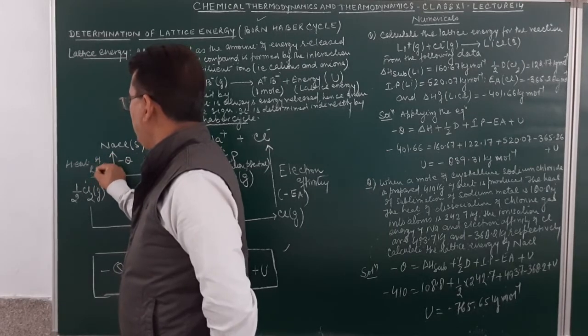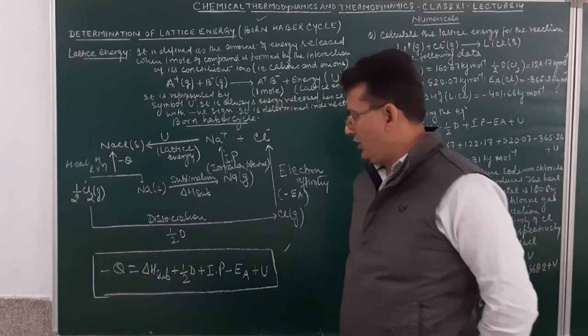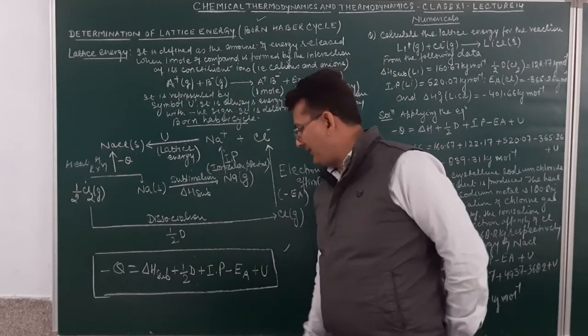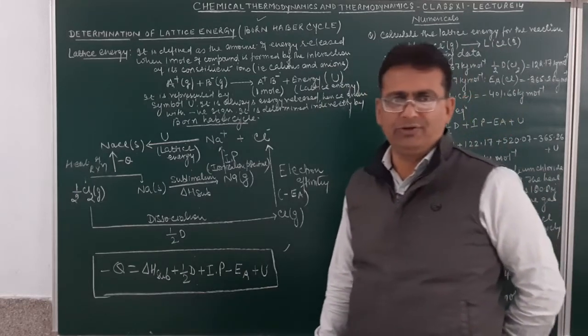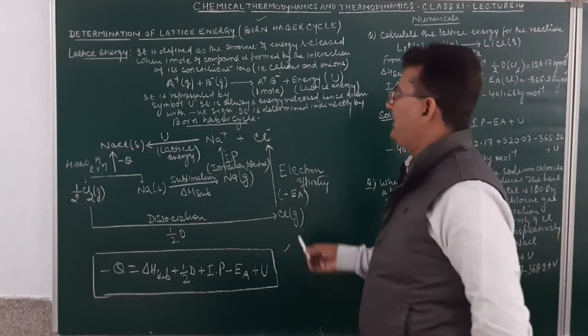Q, the heat of a reaction, will be equal to the summation of enthalpy of sublimation plus half of dissociation plus ionization potential minus electron affinity plus lattice energy. Am I clear, students? What was lattice energy? It is a lattice energy.